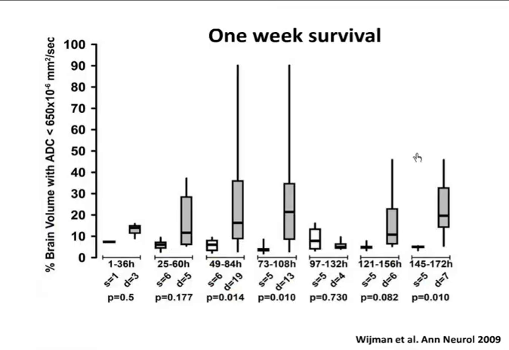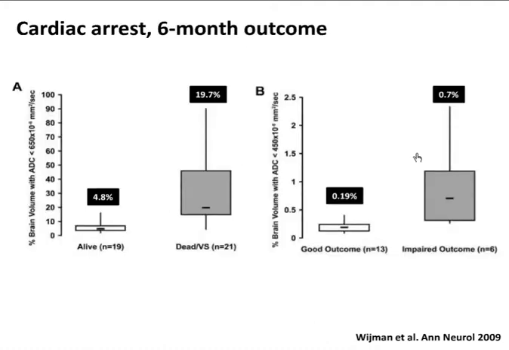When she looked initially at just 1 week survival, what this group found was that there was a significant difference in total brain volume with ADC below this threshold of 650, and that the discrimination between those patients who did poorly and those who did well was particularly evident in this period of time, between 49 hours and 108 hours after cardiac arrest. And then here is the data looking at 6-month outcomes.